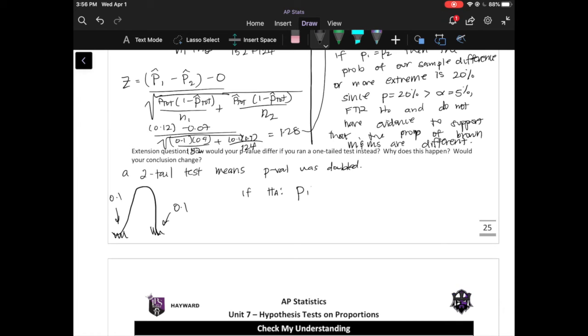So if HA was saying that p1 is greater than p2, we're just looking at this little tiny section here, so this is 0.1. If we're saying p1 is less than p2, then we're looking at everything else. And if we remember that this little section is 0.1, so 1 minus 0.1 equals 0.9. So our conclusions do not change since both of these percentages are still bigger than alpha.